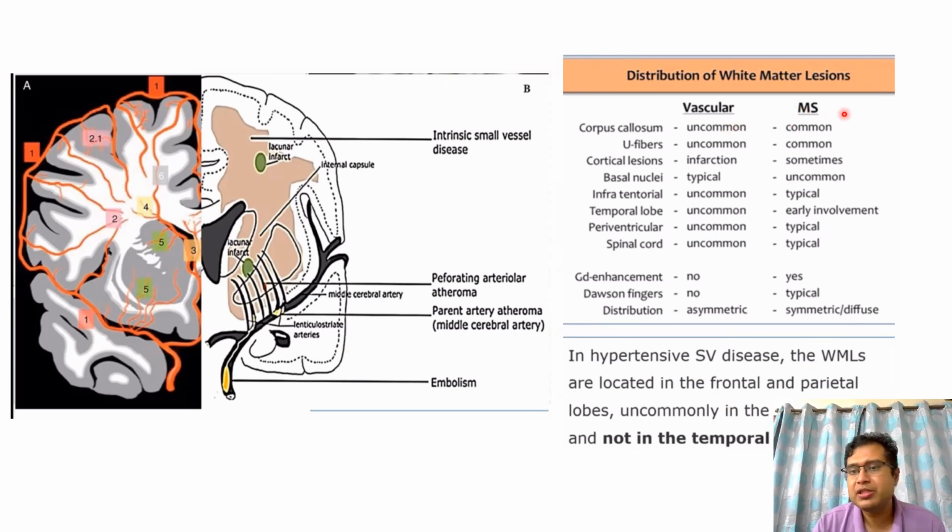Another important thing is multiple sclerosis usually does not involve the basal ganglia, while ischemic changes typically involve the basal nuclei because of the perforating vessels.